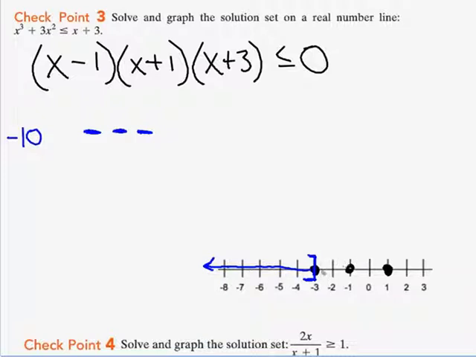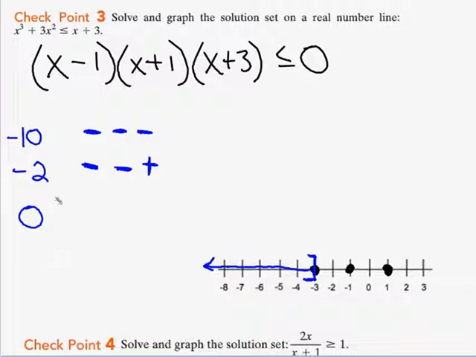Okay, next one, we're kind of constrained here. We only got negative 2 to work with in that interval, at least as far as whole numbers go. Negative 2 minus 1 is negative. Negative 2 plus 1 is negative. Negative 2 plus 3 is positive. So we get a negative times negative is positive, times another positive is positive. Is a positive number less than 0? No, that's false. So we're not going to color in that interval.